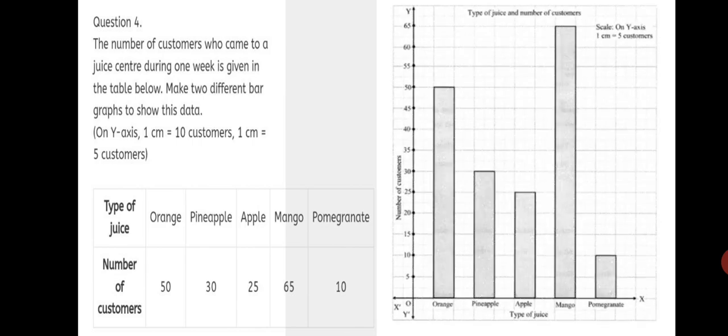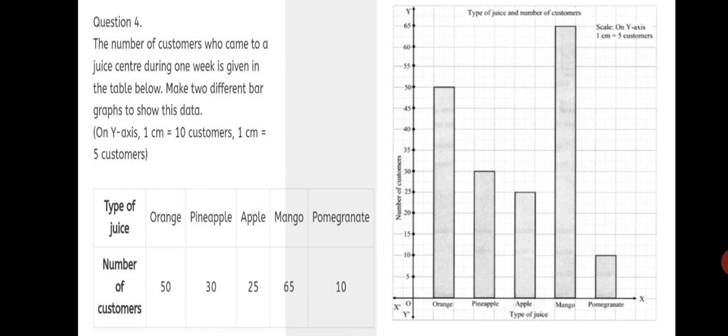Same question 4, but second part. 1 centimeter is equal to 5 customers. So now I will not repeat all the first 5 steps. You already know. First step, title. Second step, x and y axis. Third step, write the name on x axis. Fourth step, write the name on y axis, numbers on y axis and what it stands for. Fifth step, write the scale. And last step, sixth one, draw the bar graphs.